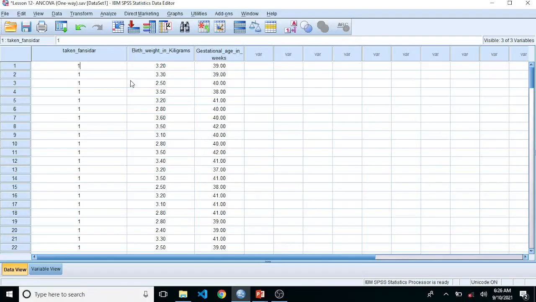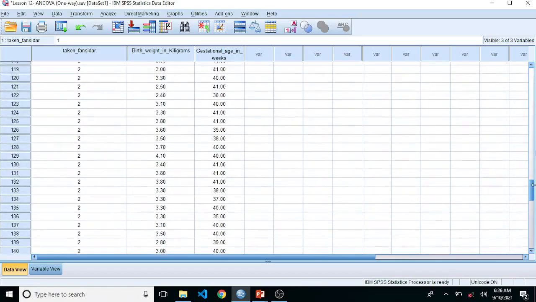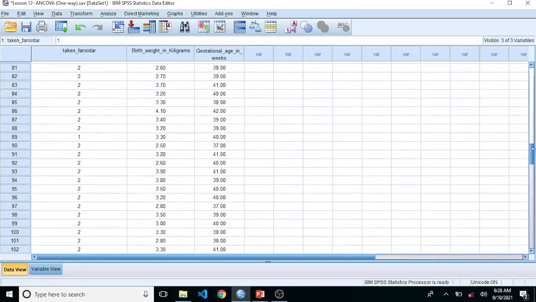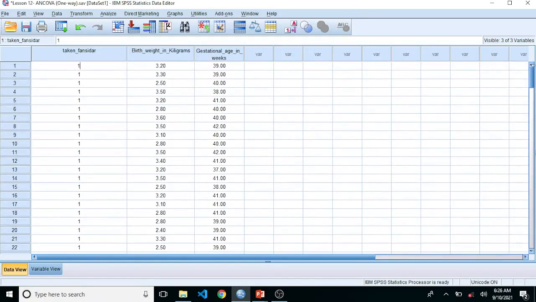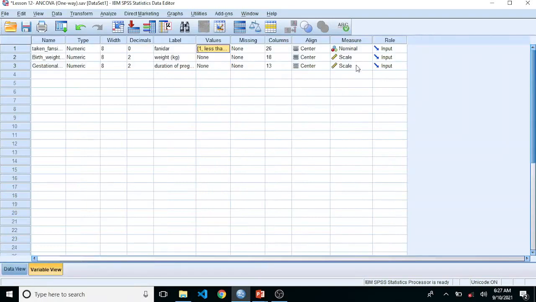Let us see that. Here we have our data set, which contains up to 150 samples, which is good. And then we will check for the assumptions one after the other. So the very first assumption is that the dependent variable and covariate must be continuous. You can see that here, the dependent variable birth weight in kilograms and the gestational age measured in weeks, they are both continuous variables measured at the scale level.